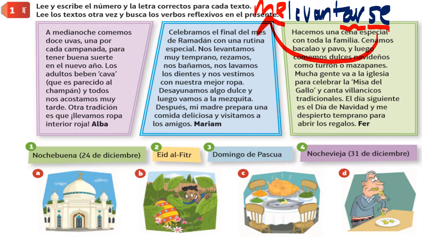And then, like you do with the present tense, the AR you're going to take off and you're either going to change it to o, as, a, amos, ais, an, or the different tense that you are talking about. So this should take you about 5 minutes to find the reflexive verbs and match up the different festivals.